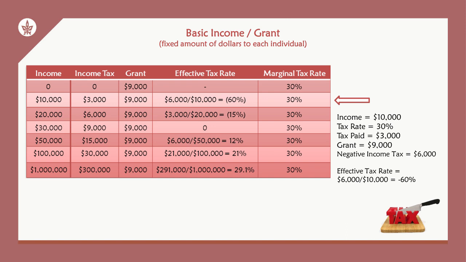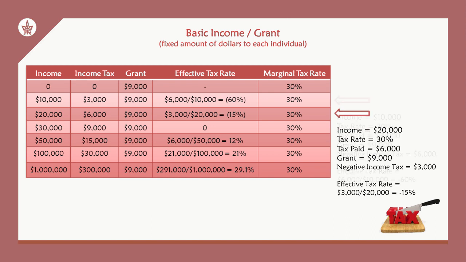Hence, his net transfer to the government is a negative income tax, that is a transfer from the government to him of $6,000. $6,000 out of $10,000 income is 60%. It is a negative tax rate because the government pays it to the taxpayer.